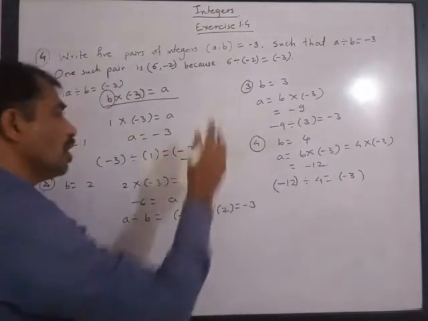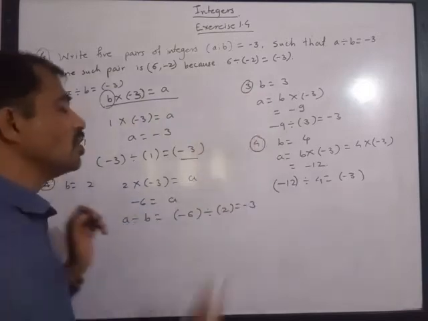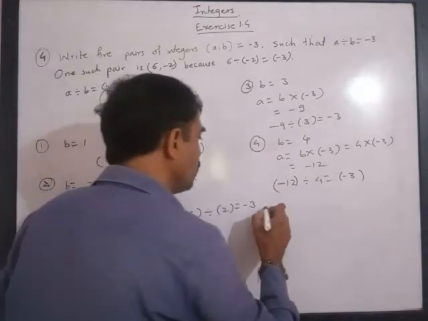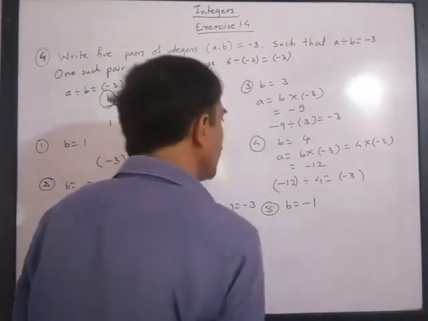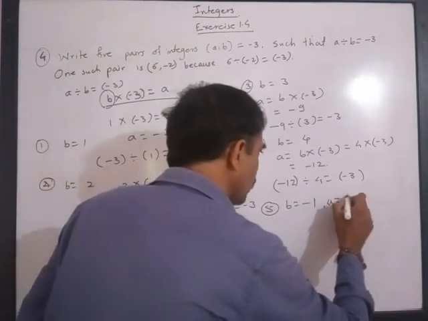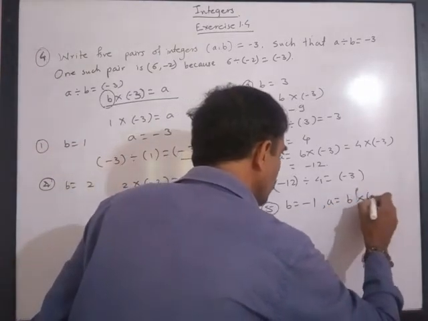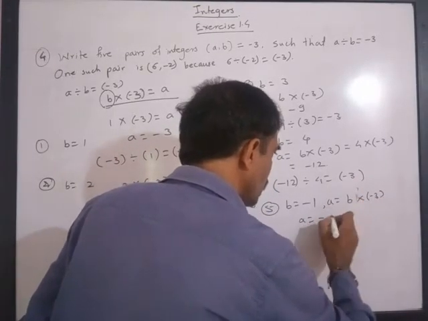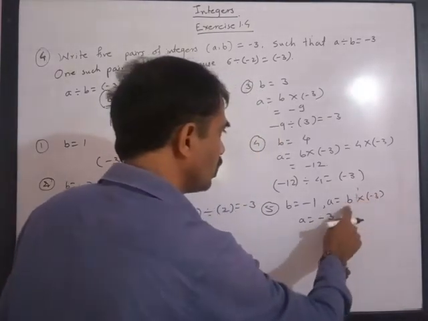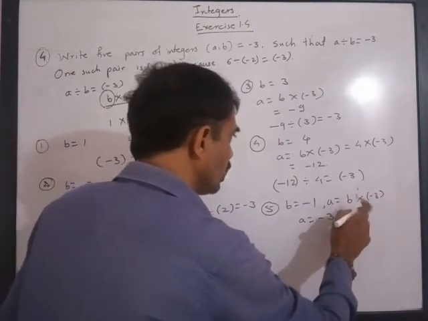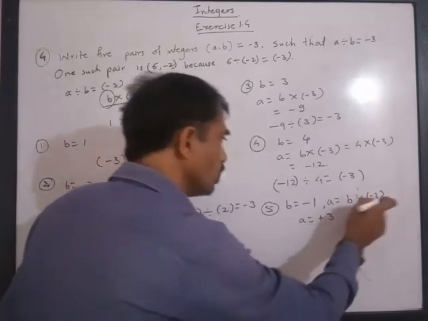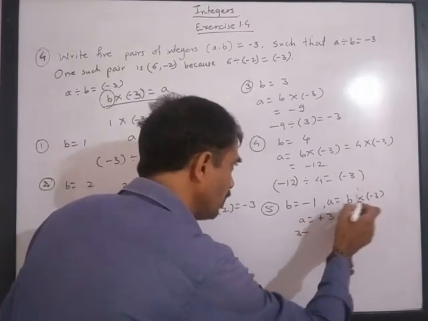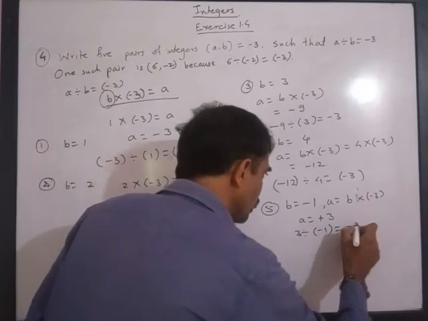So you can understand we have got 4 pairs, and in all the cases we have taken a positive integer. It is not always necessary that you take a positive integer. You can take a negative integer as well. So if you take b is equal to negative 1, you will get a is equal to b into negative 3. So negative 1 into negative 3 is positive 3. You will get a is equal to positive 3. It means 3 divided by negative 1, a divided by b, again you can notice you will get negative 3.